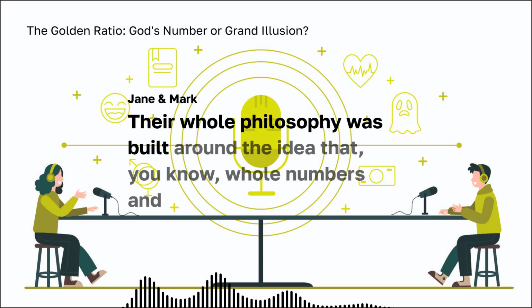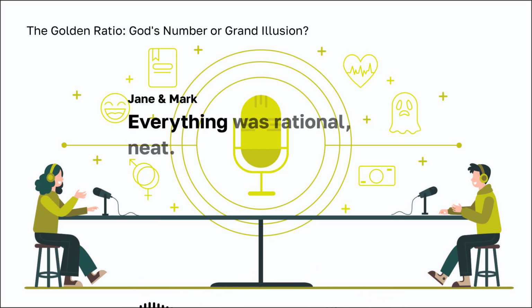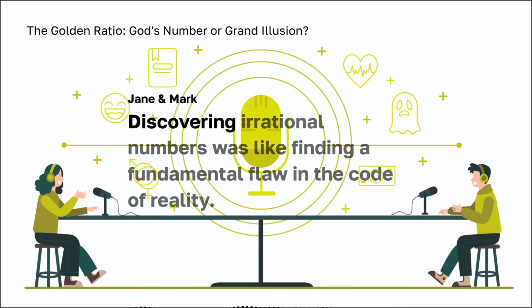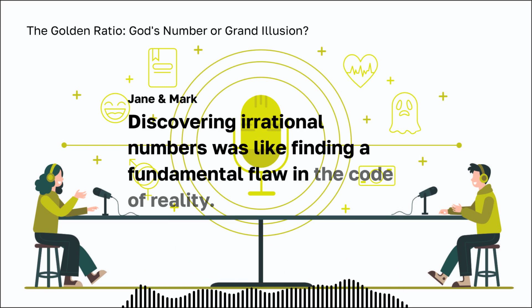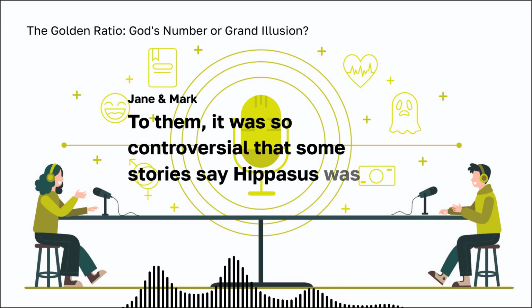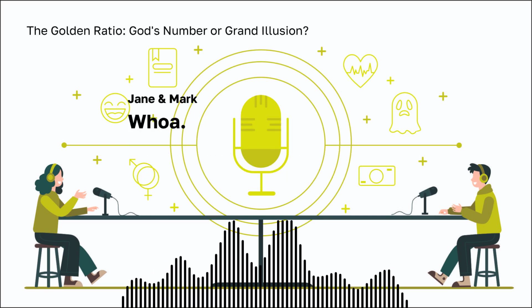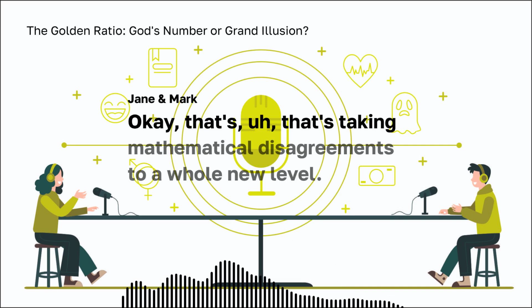Their whole philosophy was built around the idea that whole numbers and their ratios govern the universe. Everything was rational, neat. Discovering irrational numbers was like finding a fundamental flaw in the code of reality to them. It was so controversial that some stories say Hippasus was actually thrown overboard from a boat and drowned for revealing the secret. Whoa. Okay, that's taking mathematical disagreements to a whole new level.